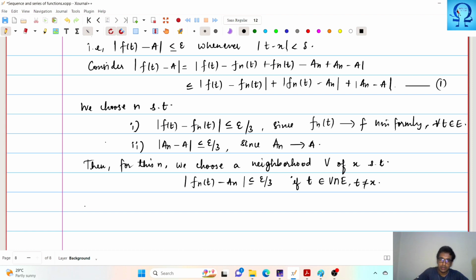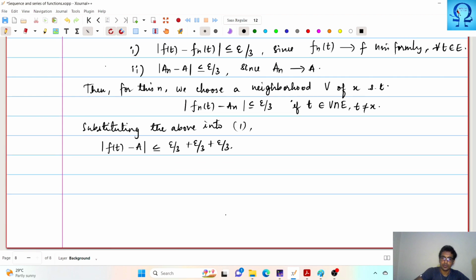Now, substituting the above all into equation 1, what are we getting? Absolute of f of t minus a is less than or equals epsilon upon 3 plus epsilon upon 3 plus epsilon upon 3, which is absolute of f of t minus a is less than or equals epsilon, provided t is a member of v intersection E.